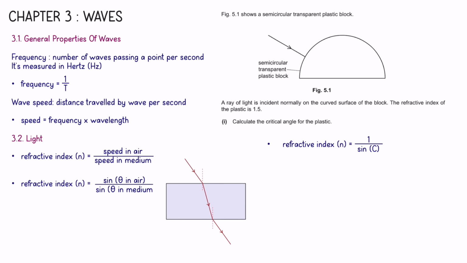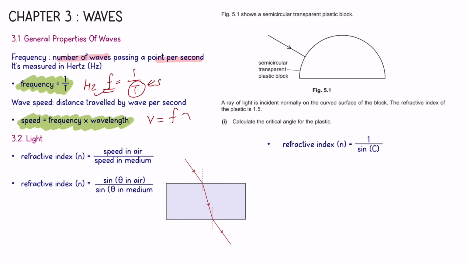And moving on to chapter 3, under the general properties of waves, frequency is the number of waves passing per second, which can be calculated by 1 over time. Time here would be in seconds, and the unit for frequency is hertz, Hz. Next, if you're asked to calculate the speed of a wave, you can use frequency times lambda. Lambda here is the wavelength, and wavelength will be in meters.